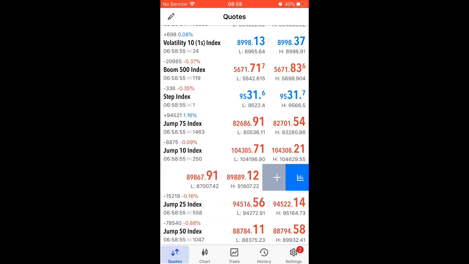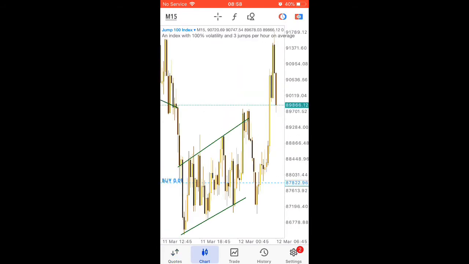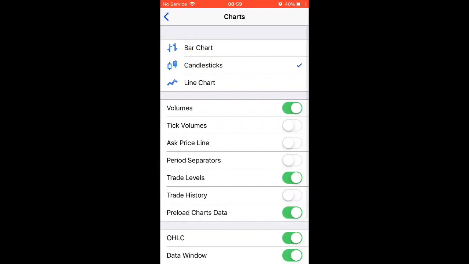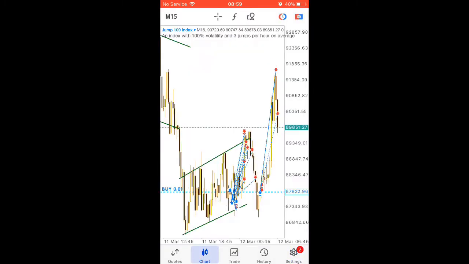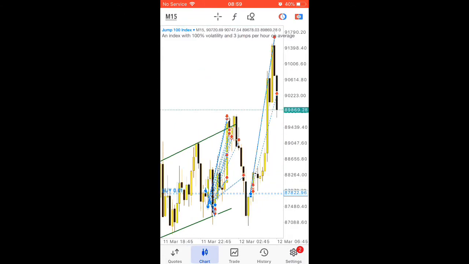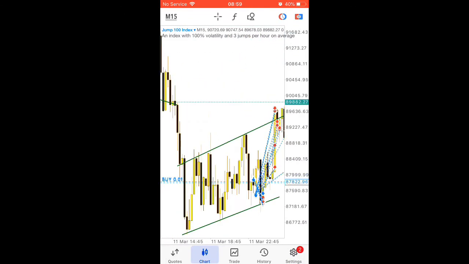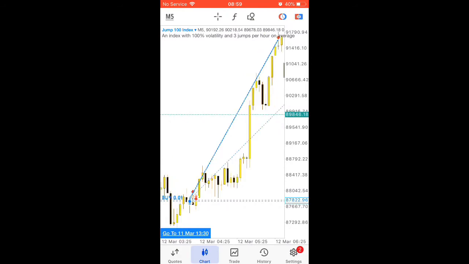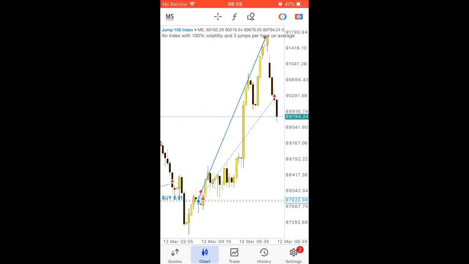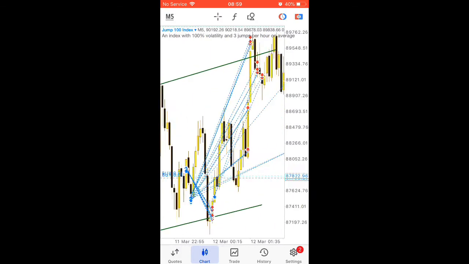Which one is it? Is it jump 100? Yes, jump 100. Currently I have buys there. If I go to my trade history now, you can see what I've been doing on this thing. It's actually a very simple strategy, a price action strategy. Go to the 5 minute. You see, I took my profits, some profits there, some profits here. Scale out as you trade.